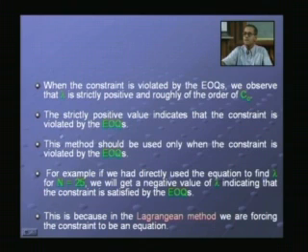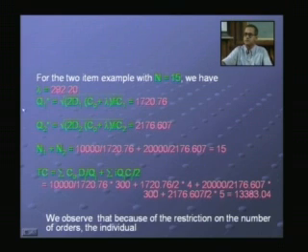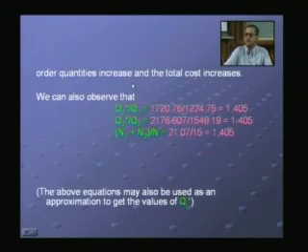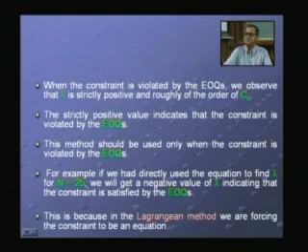Now, when the constraint is violated by the EOQ, we observe that lambda is strictly positive and roughly of the order of C naught. Lambda was 292.20, which is roughly of the order of 300. For example, we won't get lambdas like 0.1 and so on. So, we will have high values for lambda, of the order of C naught. A strictly positive value indicates that the constraint is violated by the economic order quantities. This Lagrangian method should be used only when the constraint is violated by the EOQs.